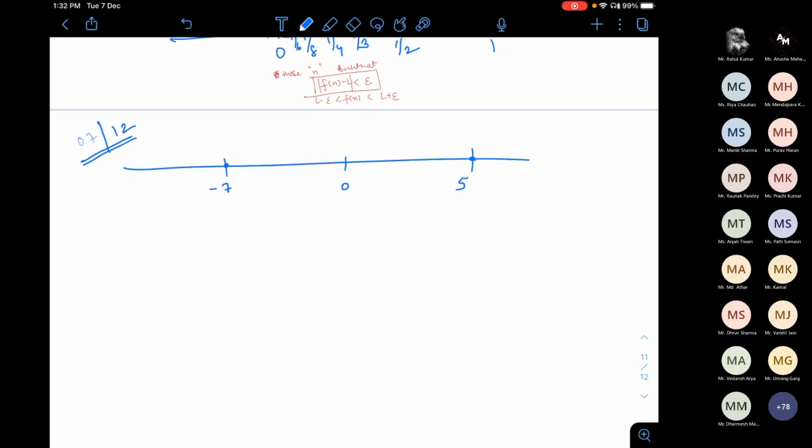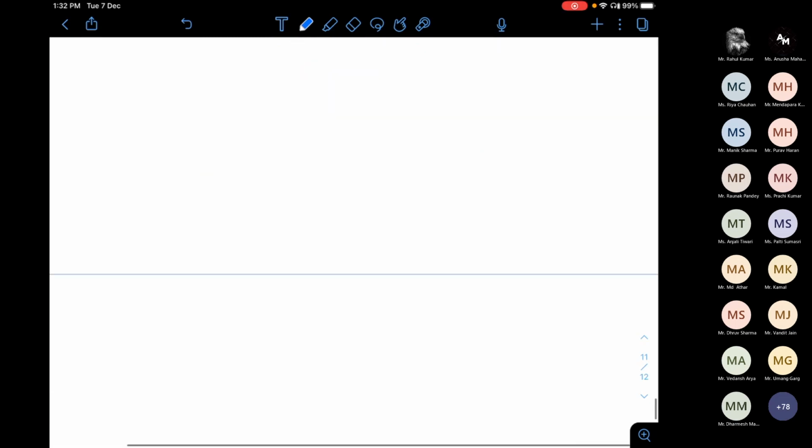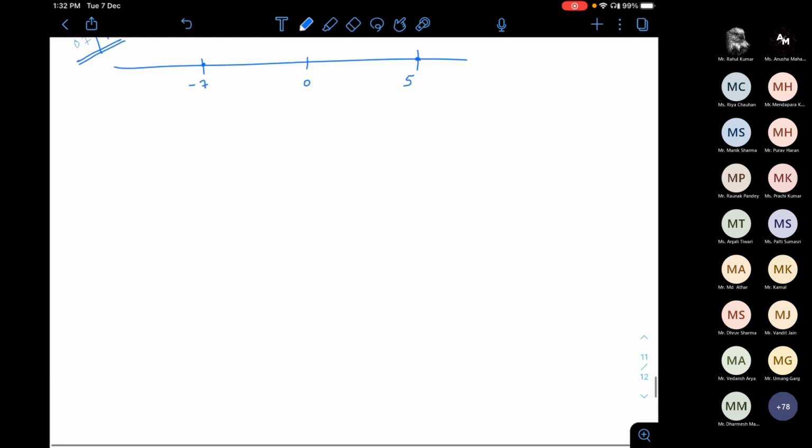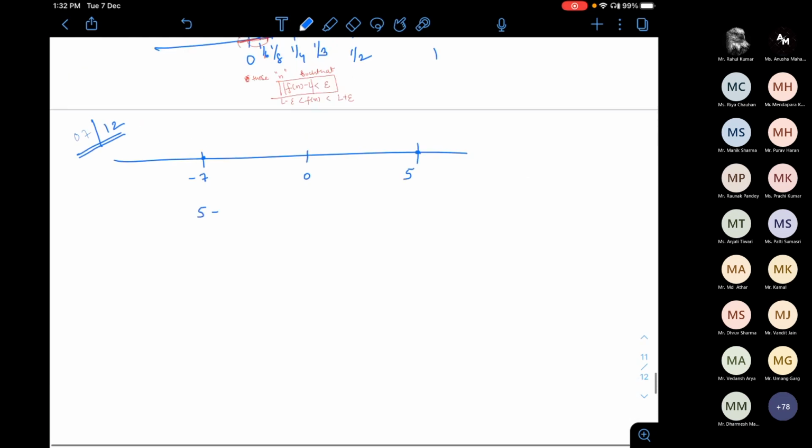12 units, ma'am. How did you calculate 12 units? 5 minus minus 7. Basically, if we are talking in terms of distance, we wrote this to be 12 units because distance can't be negative.